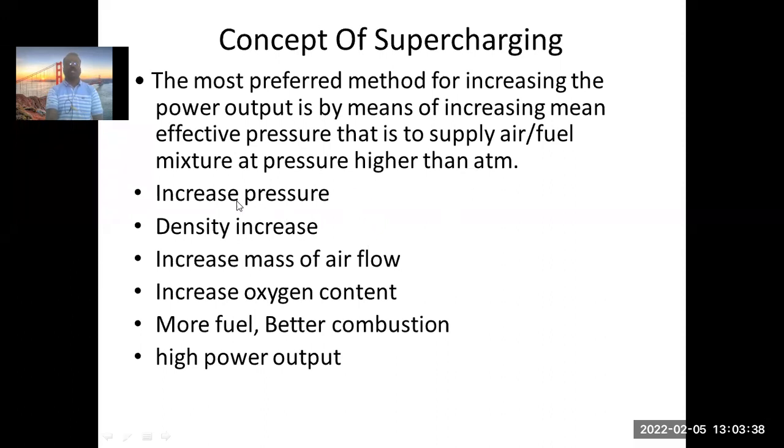It is the same thing over here. Increase the pressure, which means density is increased, which means the mass of the air is more. That means oxygen is more, which means more fuel can be burned, better combustion can happen, and therefore output can increase.